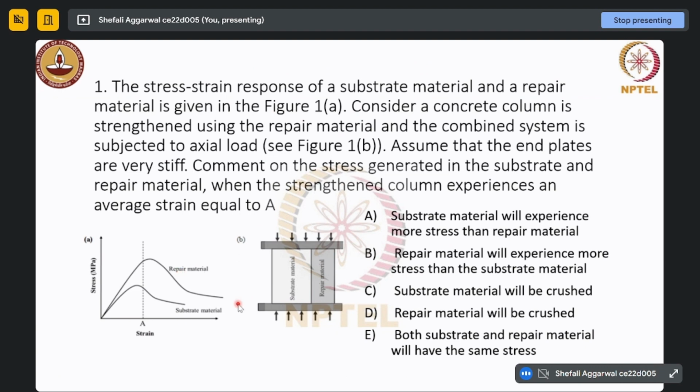So this is our first question. The stress strain response of a substrate material and a repair material is given in figure 1. The stress strain curve is given for the substrate and repair material. Consider a concrete column strengthened using the repair material, and the combined system is subjected to axial load, as you can see from top and bottom. Assume that the end planes are very stiff. Comment on the stress generated in the substrate and repair material when the strengthened column experiences an average strain equal to A. Is the question clear to everyone?